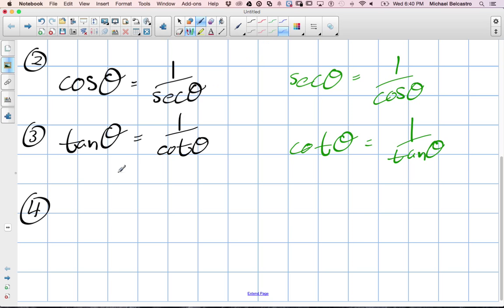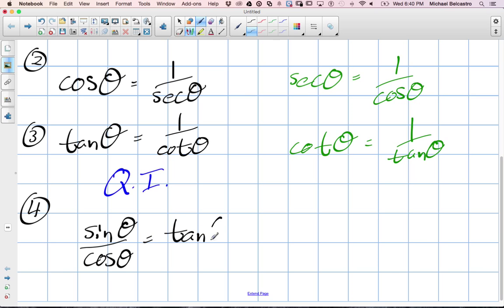It's known as the quotient identity, so we'll call it QI. Do you know what the quotient identity is? Sine over cos equals tan. Good. Sine theta over cos theta equals tan theta. Now, with this being said, you could build a ton of stuff. What can I build from this? Just off the top of your head, what do you think we can build?